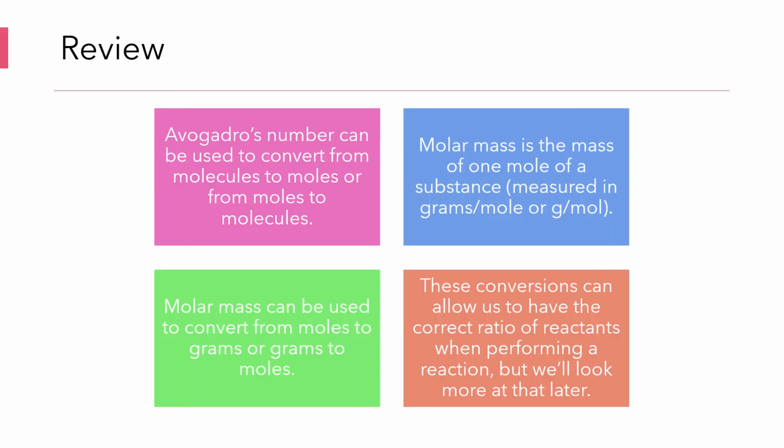Let's take a moment to review what we covered today. We looked at using Avogadro's number as a conversion factor to convert between molecules or atoms and moles. Molar mass, which is the mass of 1 mole of a substance, with units of grams per mole, is also a conversion factor, and can be used to convert from mass to moles and vice versa. This allows us to convert masses to moles, which can be used in balanced chemical equations to determine ratios of elements, but we'll look more at that later.